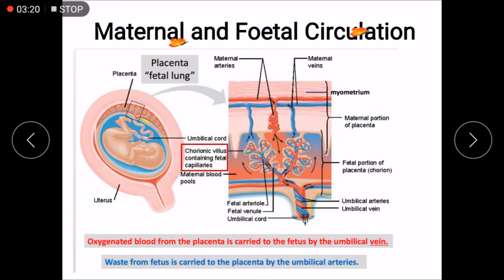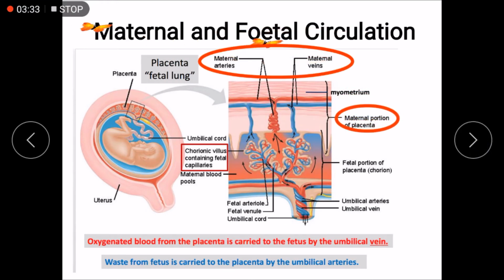So again, I have to emphasize here. This is another diagram, and I want you to be very clear on this. Maternal artery and vein. You see, there is no mixture. The blood goes into the pool, the swimming pool. You see this one. You see the baby capillaries. So there is no mixture.